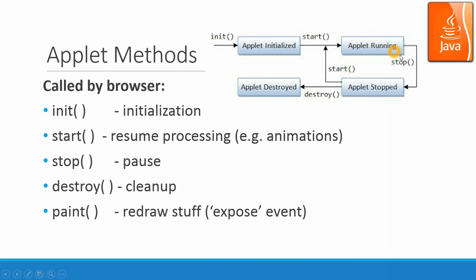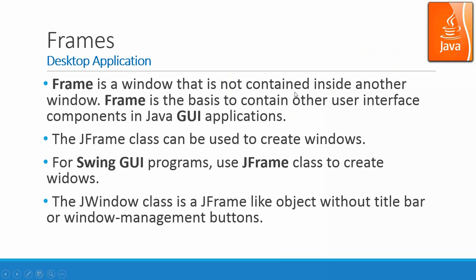And if that applet got stopped, you call the stop method. And to resume it, you call start again. And if you want to stop the applet totally, then you call destroy.